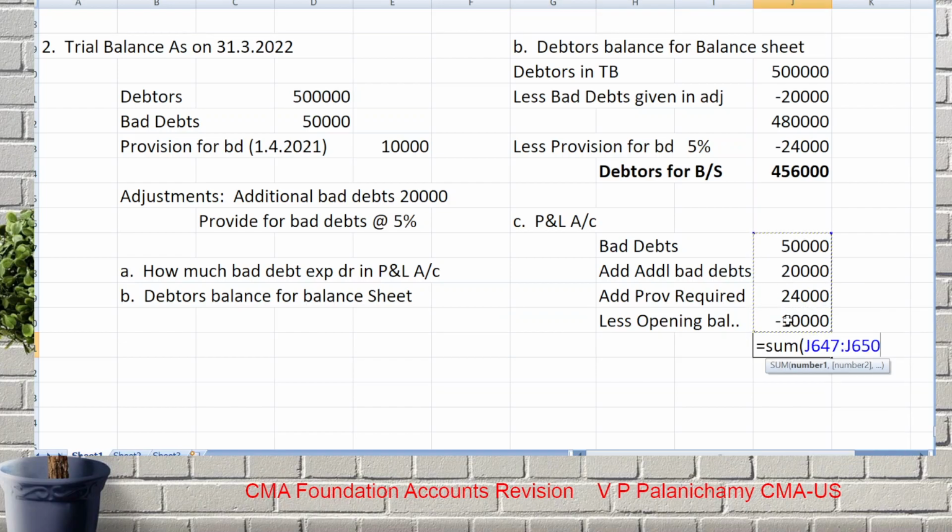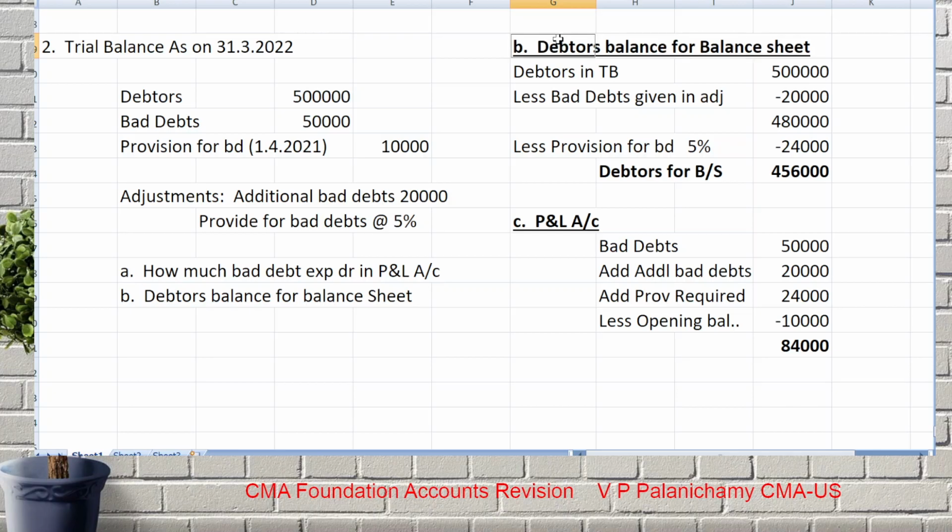Once again I repeat, pay attention. Bad debt is an actual loss. Already how much was there? 50,000 plus additional bad debts, how much? 20. Total how much is there? 70. Plus provision for bad debts, how much do we need? 24,000 needed. Minus already we have got a provision of how much? 10,000. Now how much will be charged in P&L account? 84,000 will be charged in P&L account.